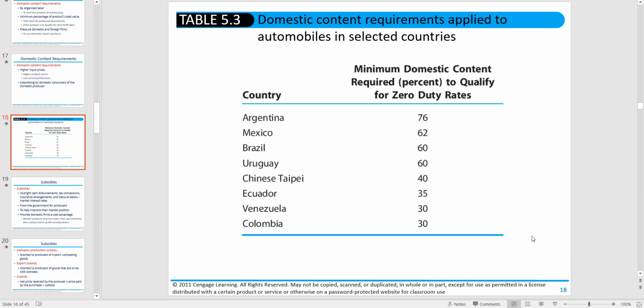So just a curiosity. But again, these domestic content requirements tend to be applied by the weaker economies.